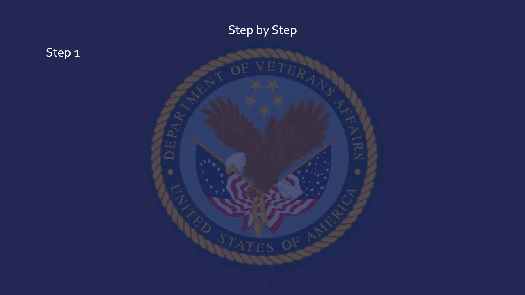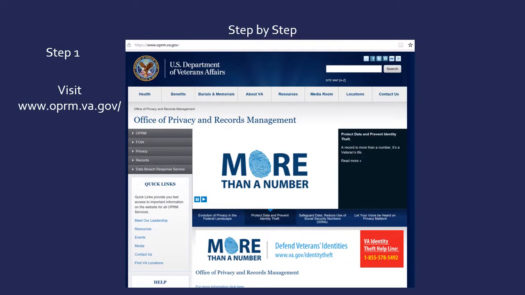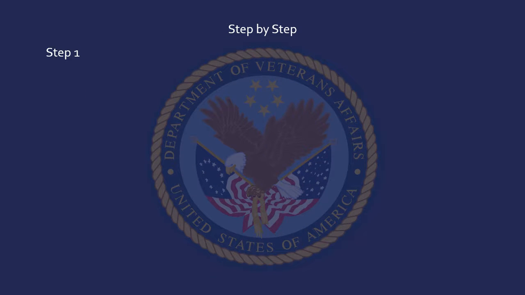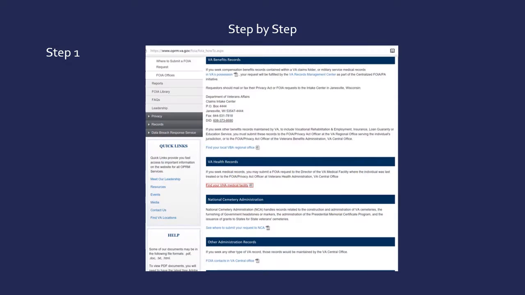So to start it off, if you want to fill out a FOIA form for the Department of Veteran Affairs, the first thing you have to do is visit oprm.va.gov. That's the direct link to the Office of Privacy and Records Management that handles FOIA requests. So we need to find out and research where we're going to send this FOIA and to who, because that information will be important later.